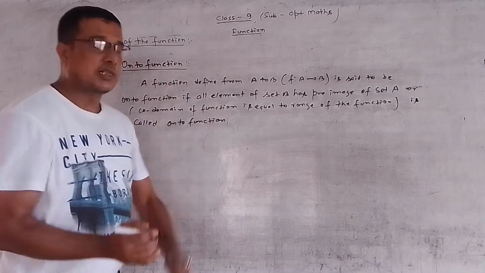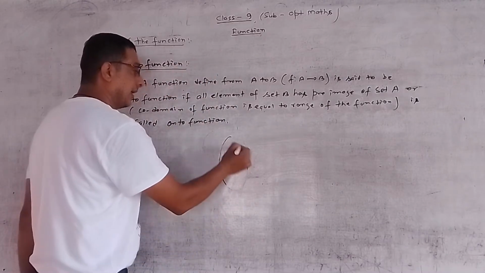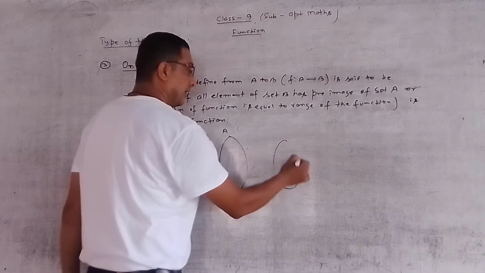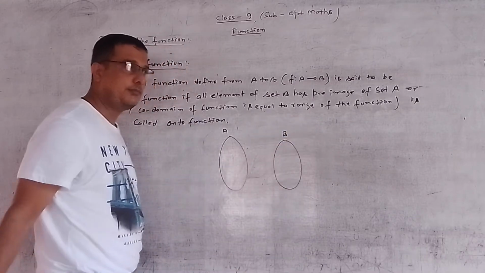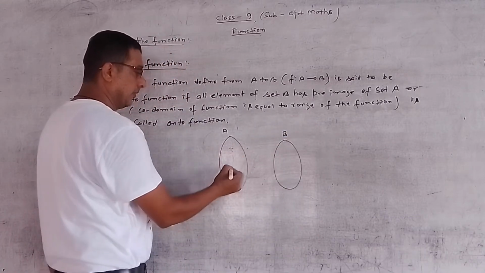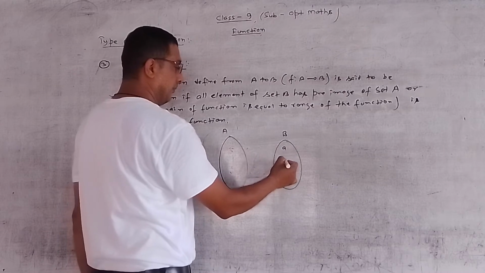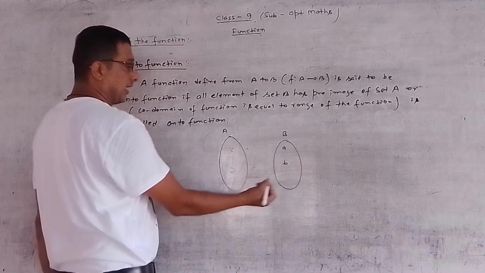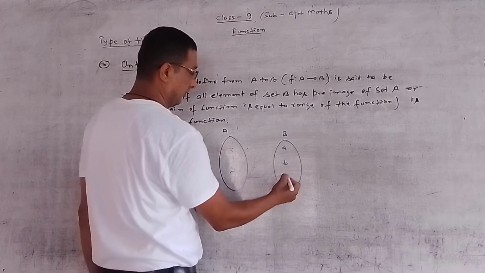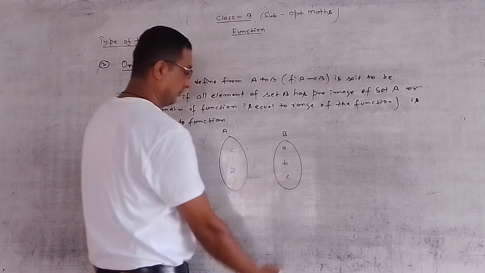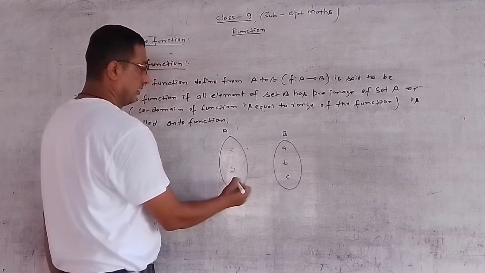It means we have two sets, set A and set B. There is X, there is Y, there is A, there is B, and also you can write C also. There is D.